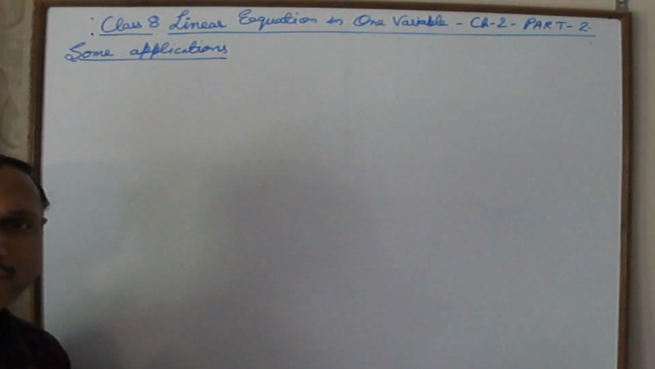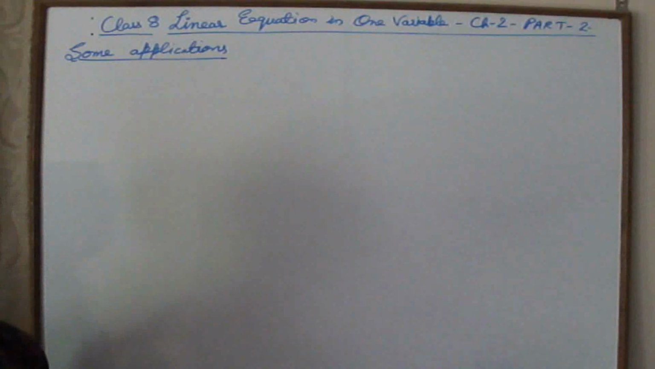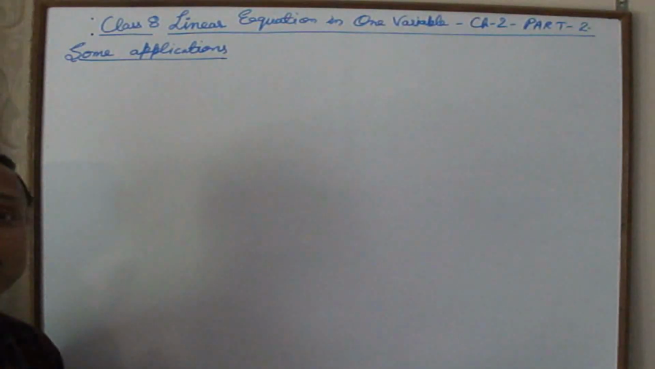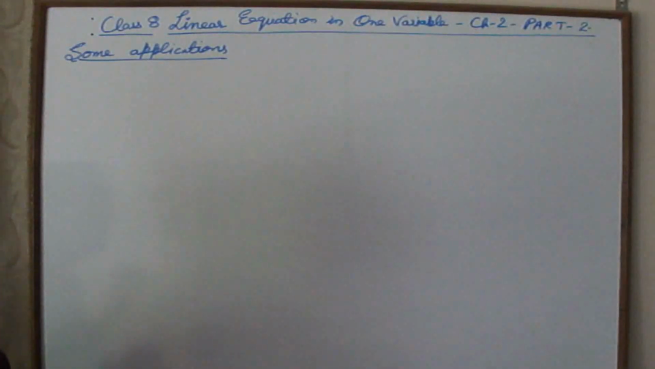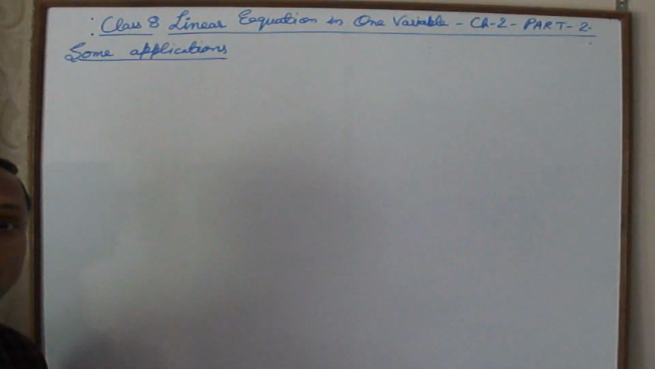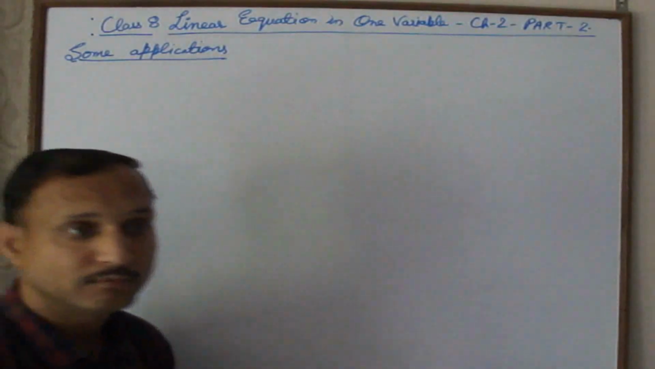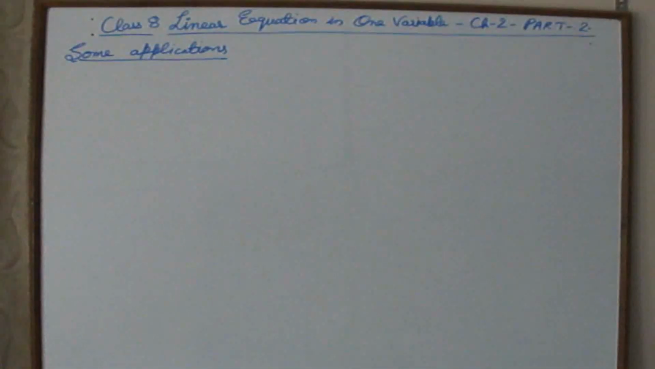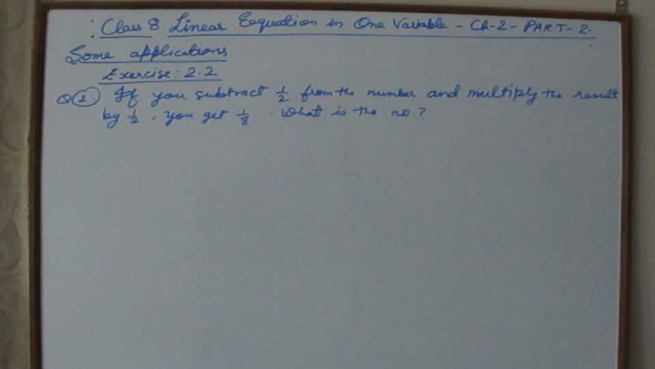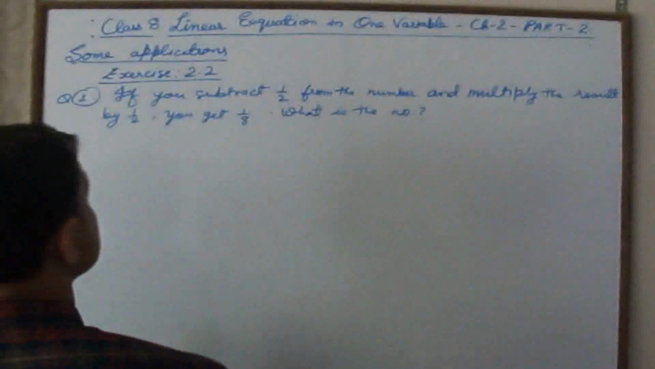Equation forming is a very difficult task. If you study it once, twice, thrice, four times, five times, then you are able to convert statements or word problems to equations. So let us try to form some equations with the help of questions. Let us begin with exercise 2.2, question number 1.